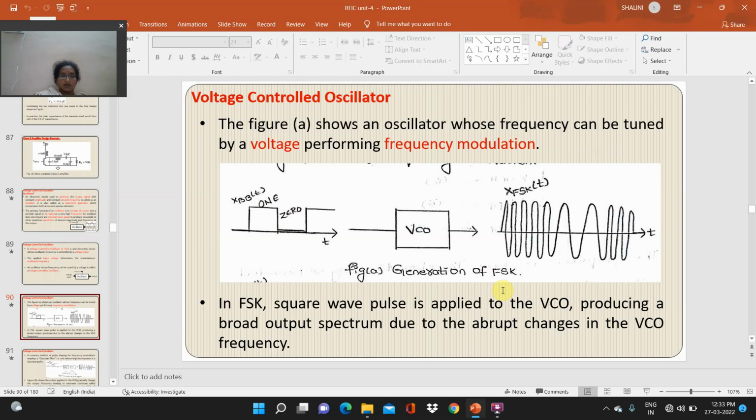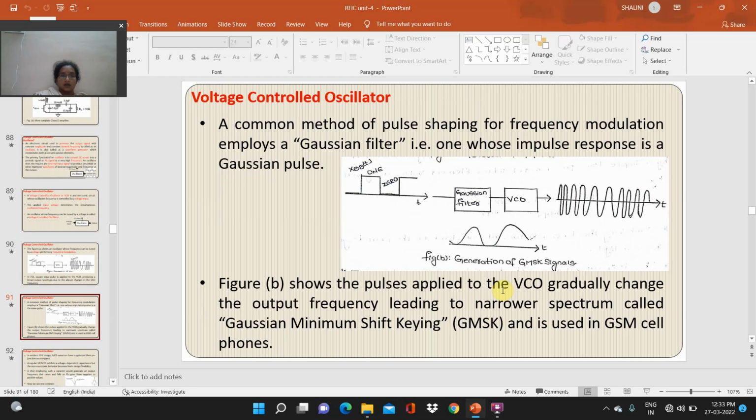In FSK, a square wave pulse is applied to the VCO, producing a broad output spectrum due to the abrupt changes in the VCO frequency. A common method of pulse shaping for frequency modulation employs a Gaussian filter, that is one whose impulse response is a Gaussian pulse. So, generation of GMSK signals. Figure B shows the pulses applied to the VCO gradually change the output frequency, leading to a narrower spectrum called Gaussian minimum shift keying, and is used for GSM cell phones.